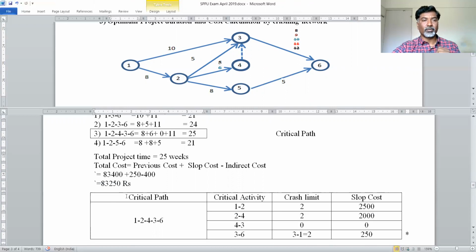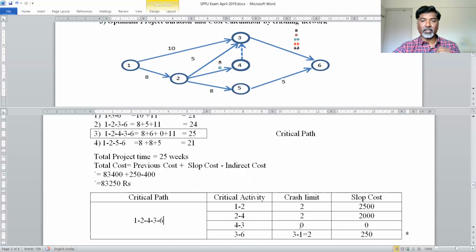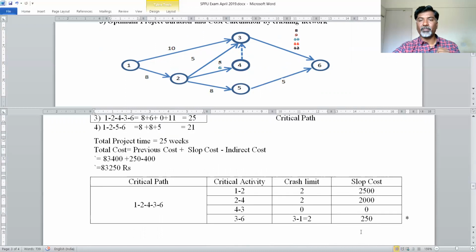In that case also we have to identify the maximum time value, that is the critical path. That critical path you have to identify. Then critical activities you have to identify. Then the respective crash limits you have to write, and their slope cost values you have to write. And from the slope cost values you have to identify which is the minimum value. This is the minimum value. So it is possible for me to crash this activity by 1 week.